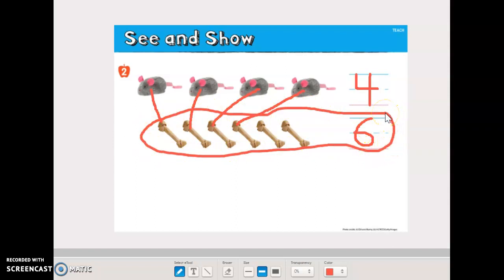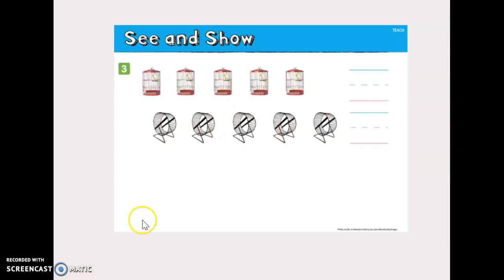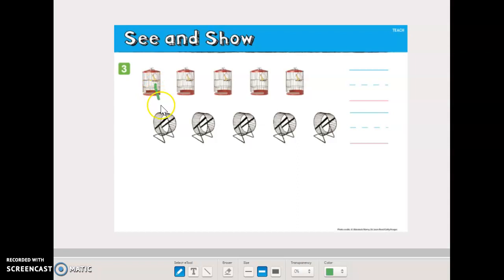All right, now we're on to number 3. I feel like we're in a pet shop because we have a lot of items for pets today, don't we? All right, so again, we're going to draw our lines to match up and figure out which one is greater, less than, or the same. All right, so this time I'm going to use a green color so that you can see my lines. 1 bird cage, 1 little wheel. I think that's what gerbils like to run on.